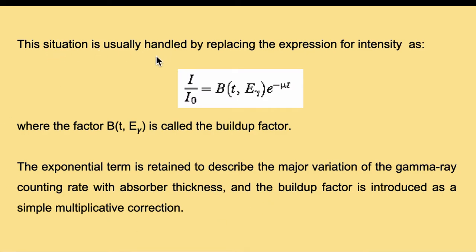So, this situation is usually handled by replacing the expression for intensity, which we have written as I equals I0 e raised to minus mu t, by using a factor known as B of t and E gamma. t is the thickness and E gamma is the energy, where the factor B of t, E gamma is called the build-up factor. The exponential term is retained to describe the major variation of the gamma ray counting rate with the absorber thickness. This must be there. And the build-up factor is introduced as a simple multiplicative correction.